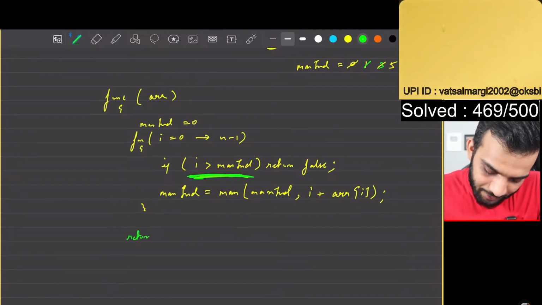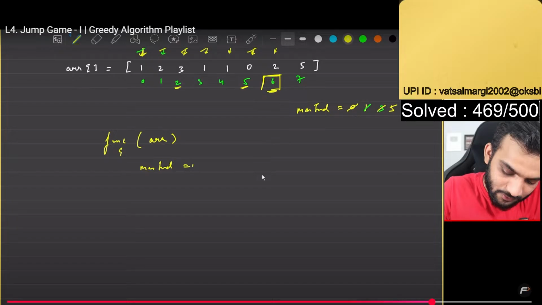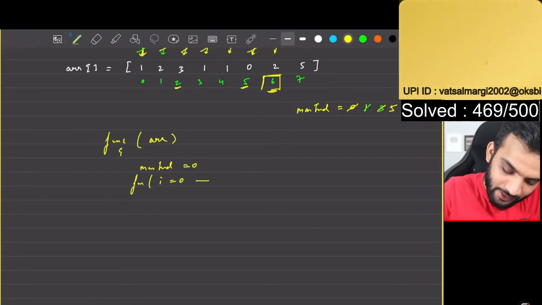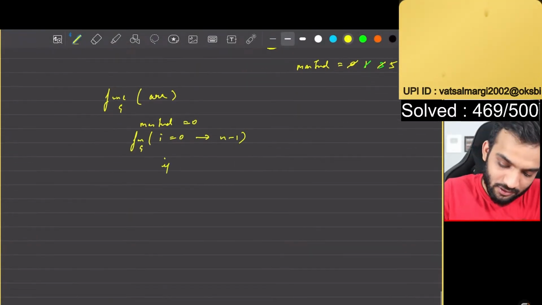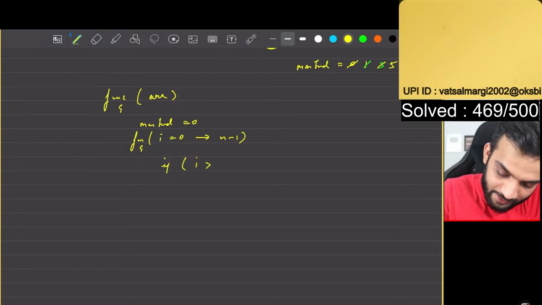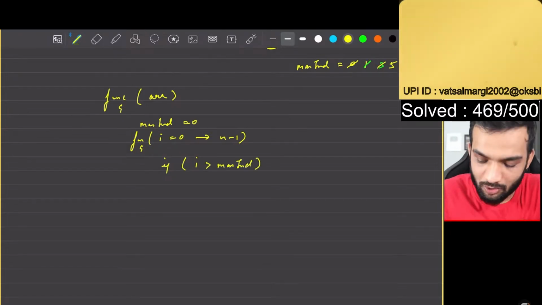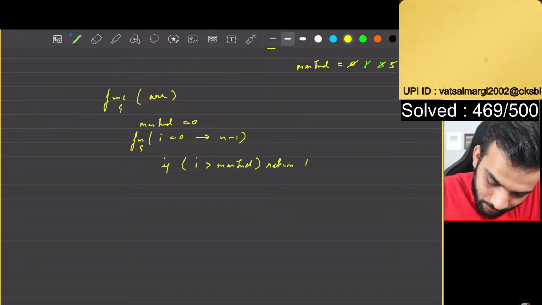thereby you can straight away say, I start at the 0th index, correct? And what I can do is I can go ahead and say i equal to 0, and I can go on till n minus 1. One thing I know is, listen, if i is greater than max index, if you haven't reached i, that means you cannot jump from here. So thereby you can straight away return false.